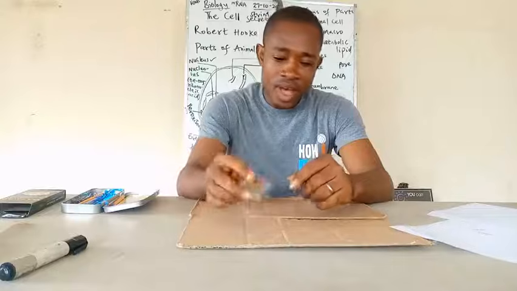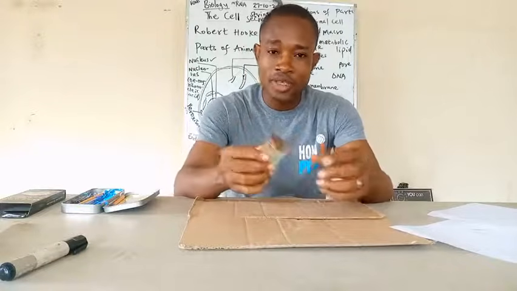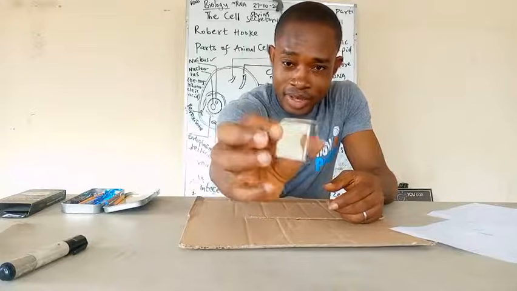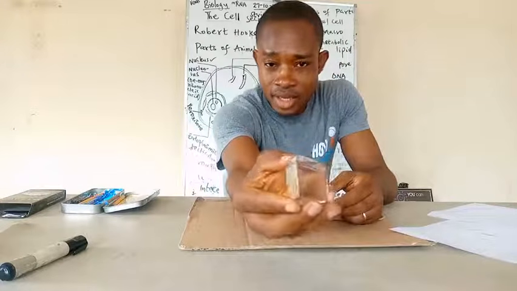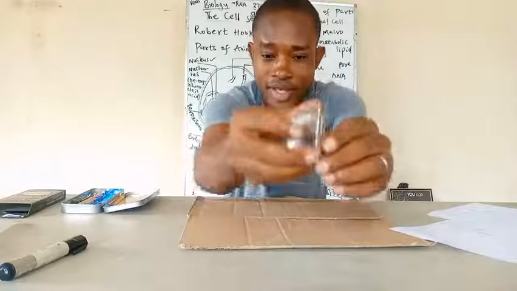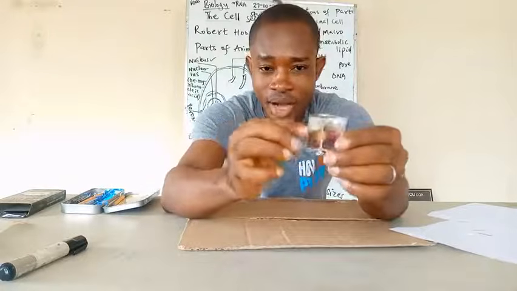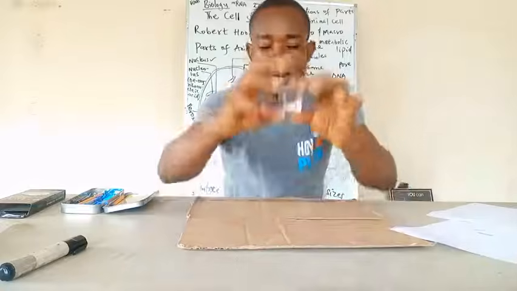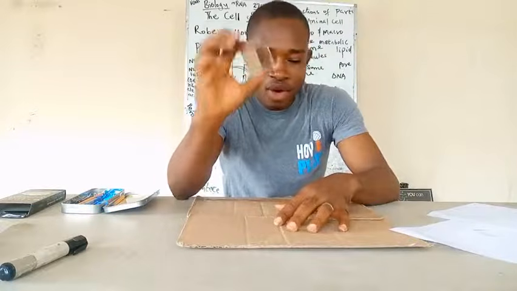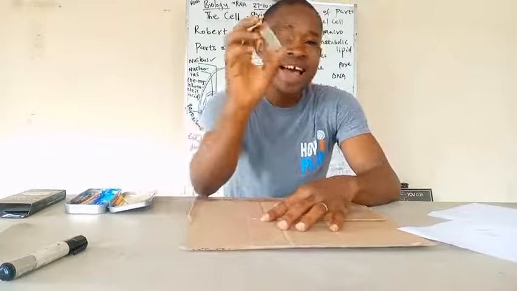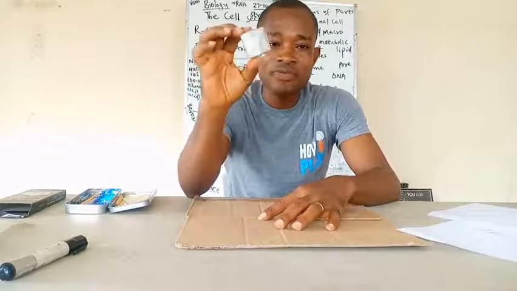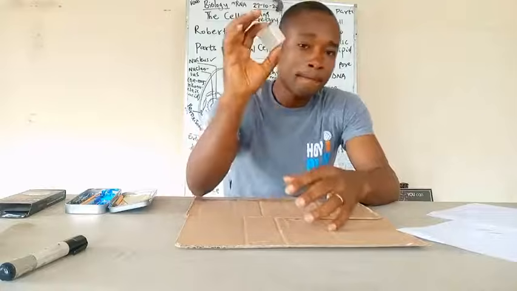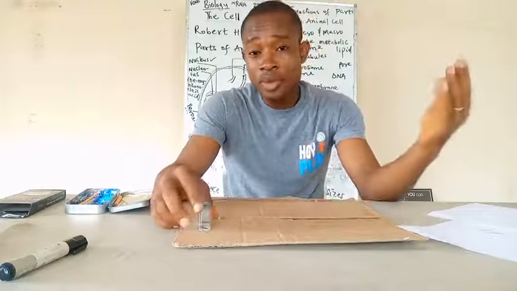So here with me, I have this triangular prism. You can say that, right? This is your triangular prism. So this is a glass. We are going to use it to see how light can refract when it passes through this medium. Now the light will be coming from air.